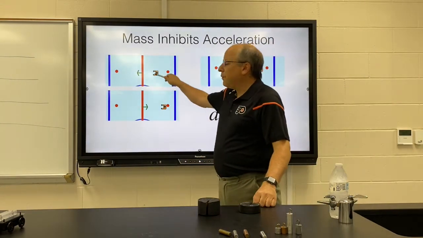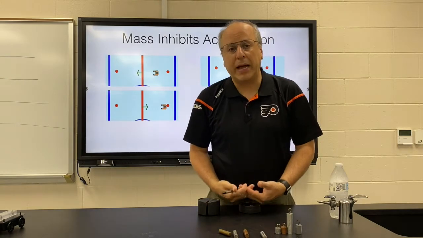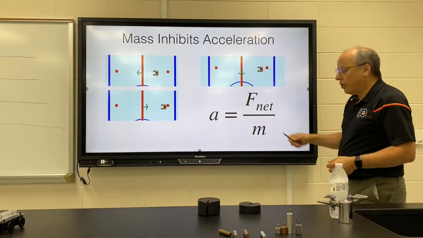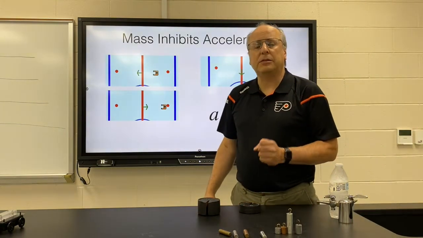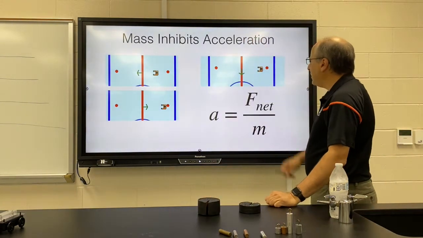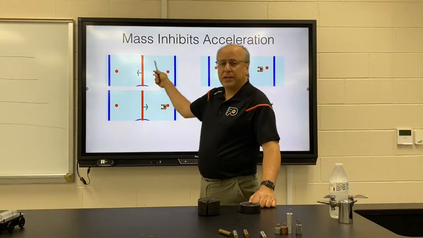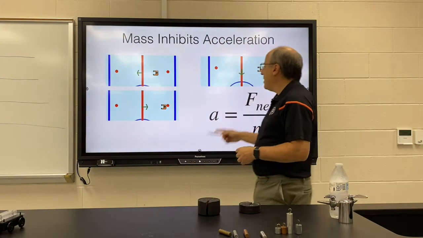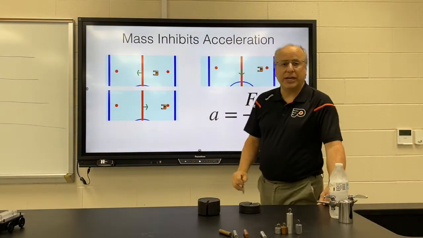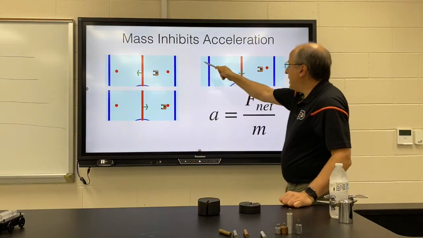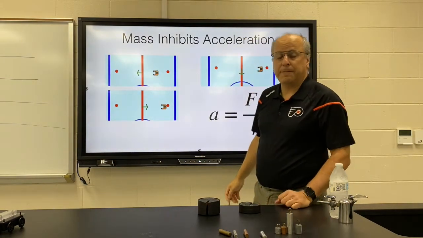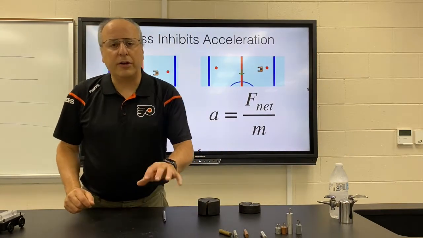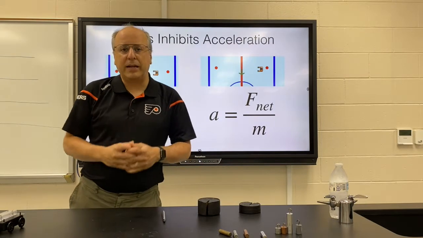We talked about how forces make things speed up, slow down, or change direction. Well, the other thing that has a role in how quickly this happens is mass. The more massive the object, the harder it's going to be to speed up, the more gradually it will slow down, and the harder it will be to get it to change direction. So mass inhibits acceleration. It doesn't stop it, it just slows it down. So the greater your mass, the lesser the rate of acceleration.